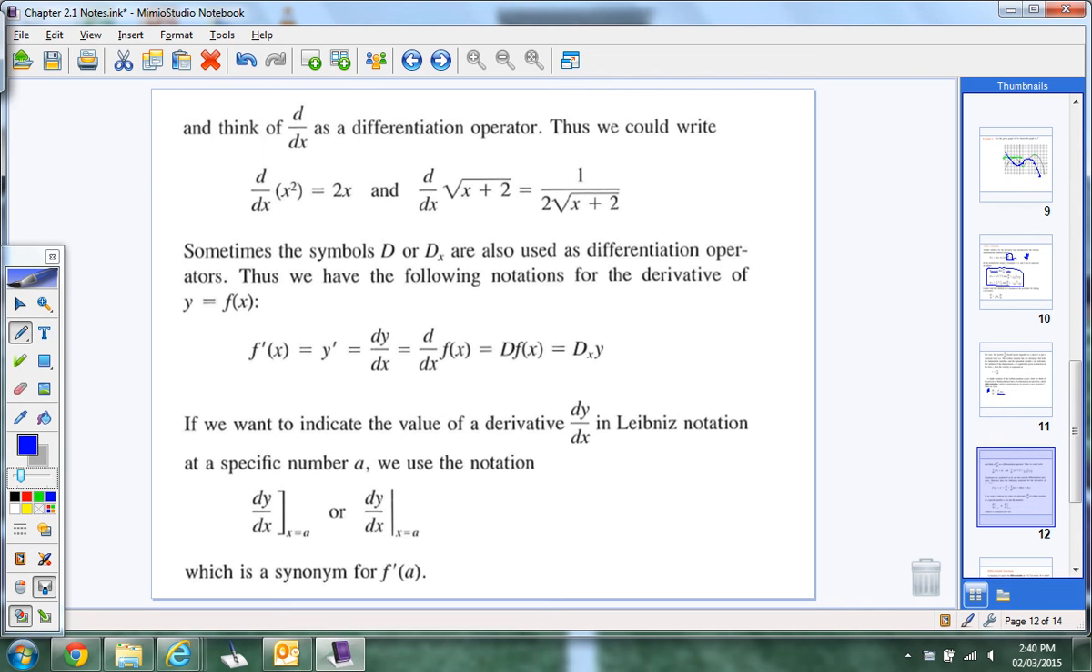Okay, and think of d/dx as a differentiation operator. We could write d/dx of x squared is 2x. What that is, they wrote the f of x next to it, because f of x from earlier was x squared. So that's all they're doing here. They're just showing us another way of writing a derivative.